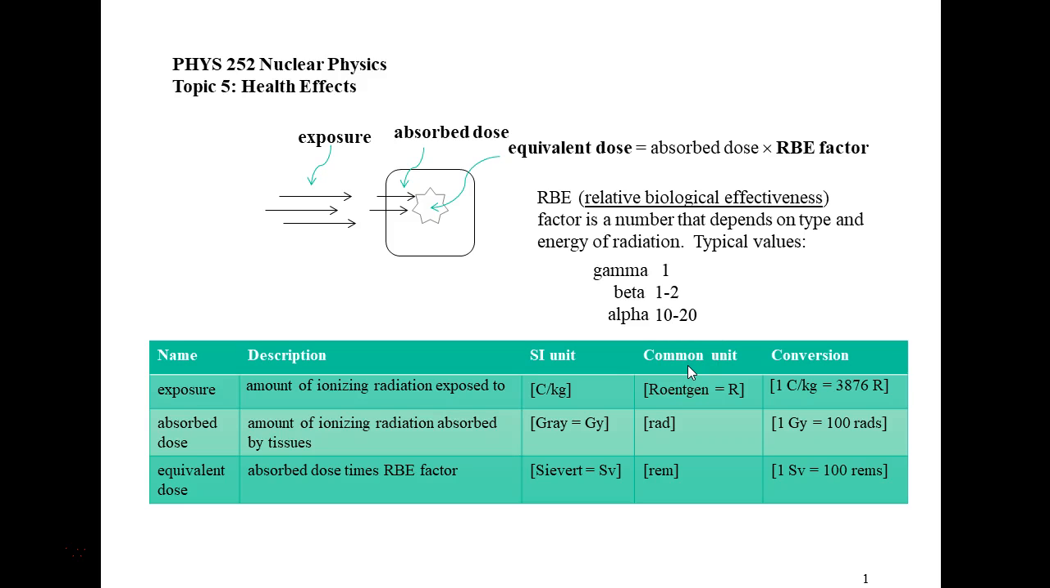The common unit for that, in addition to the SI units, there are common units. They're more historical, but again, they're commonly used, is the Roentgen. And the conversion factor is right there. 3876 Roentgen in 1 coulomb per kilogram.